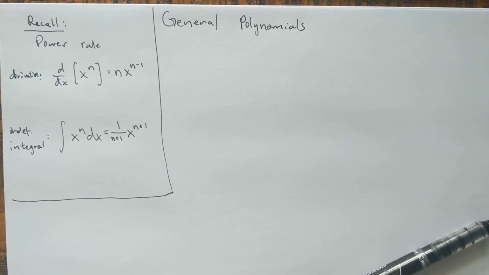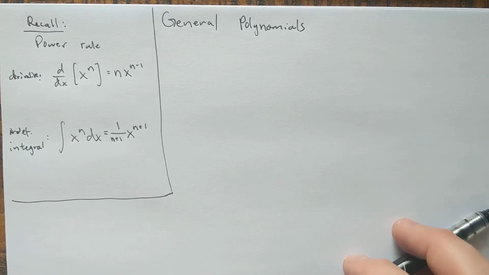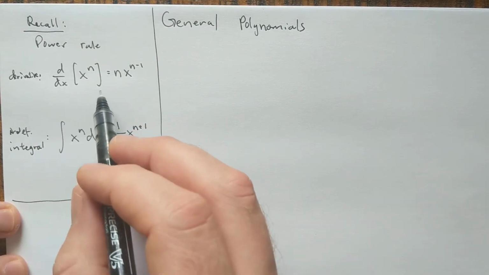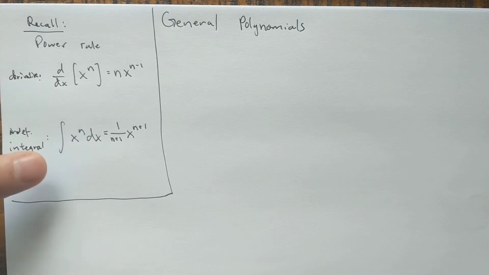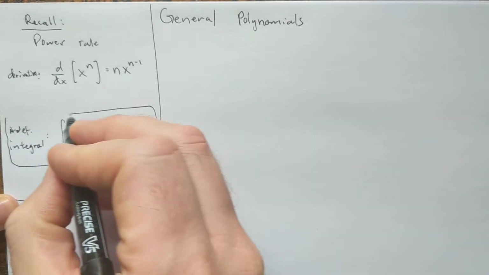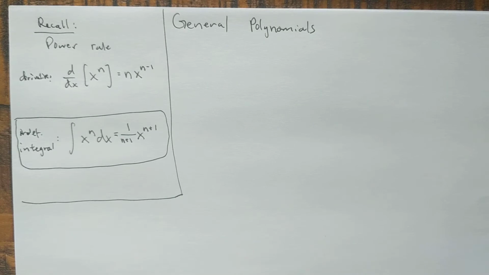We're going to look at taking indefinite integrals of general polynomials now. But before we do that, we need a couple of general rules. Recall from last video, we talked about the power rule of derivatives, which is moving the exponent down and subtracting one. And then we constructed the power rule for an indefinite integral, which is what we're going to be using over and over in this section.